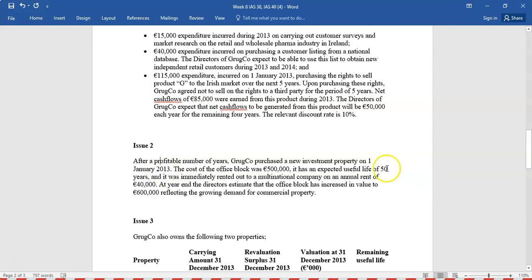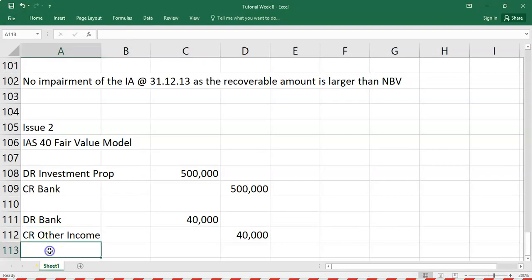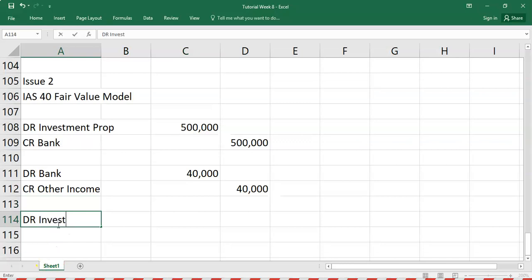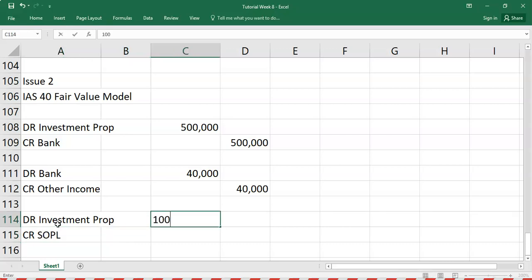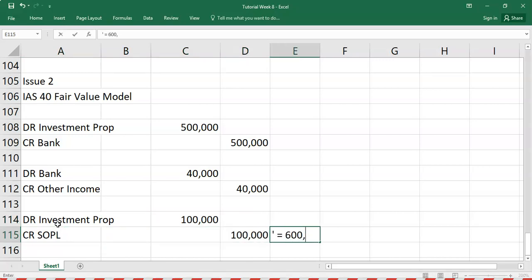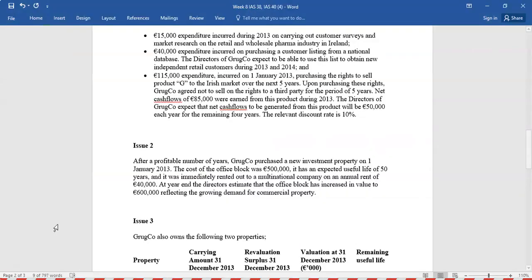You don't charge depreciation based on 50 years because this is not the cost model. What you instead will do is at the end of the year, you will debit investment property and you will credit SOPL. It can go on other income. It can be netted off against expenses, 100,000. And that 100,000 is the 600 minus the 500. It's the increase in the fair value of the investment property over the year. That's how the fair value model works. It doesn't deal with depreciation. It just recognizes the movement in the fair value at the end of each reporting period.